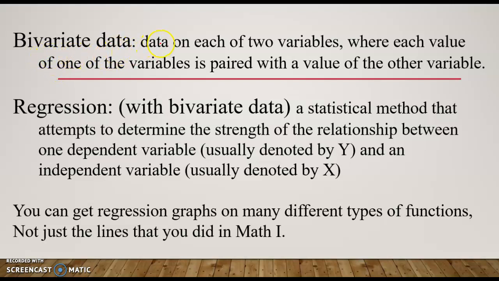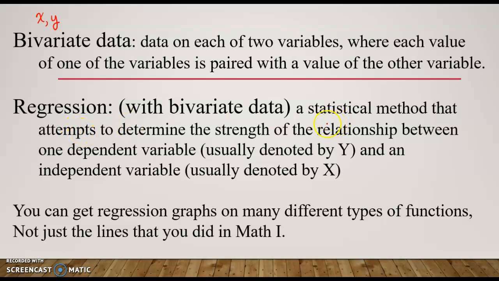Bivariate data: data on each of two variables, where each value of one of the variables is paired with a value of the other variable. So where you have an X and a Y, this would be bivariate data. You have univariate data, which is when you're just dealing with an X, like mean, median, and mode. But bivariate data is what we're going to be dealing with now.